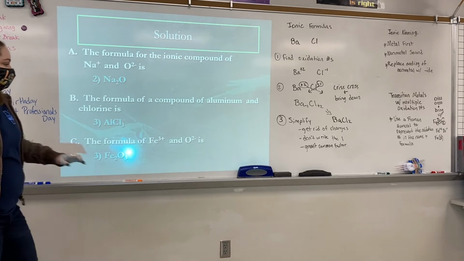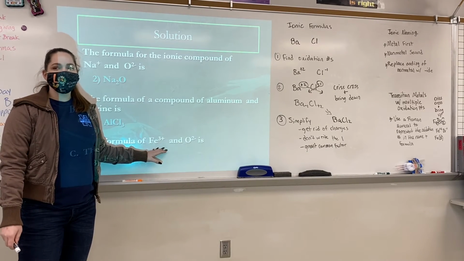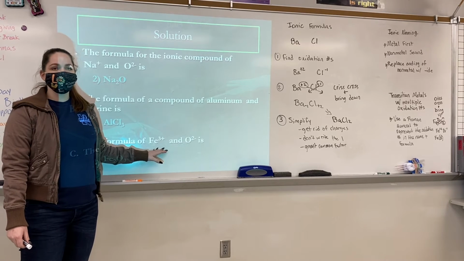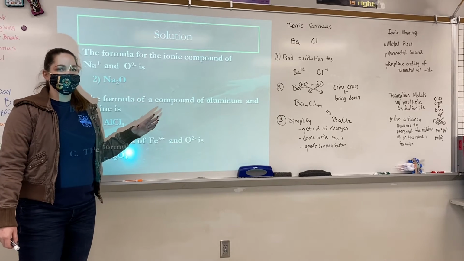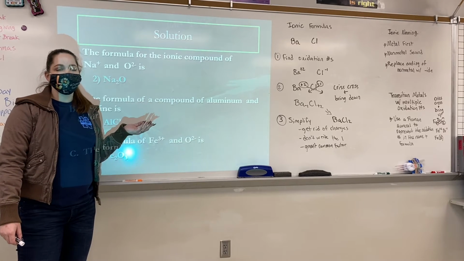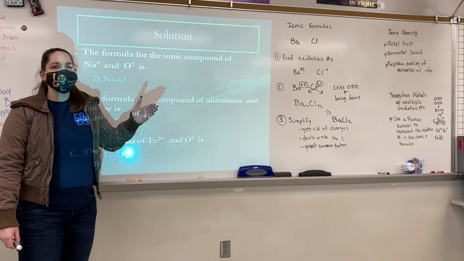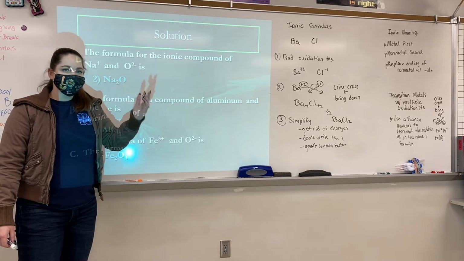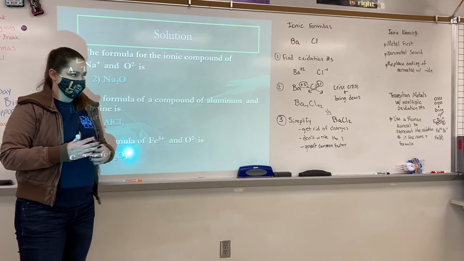So again, you find your oxidation numbers. Guys, listen. You find your oxidation numbers. You crisscross, you bring them down. You do not write the number 1. You do not write your charges. And then you simplify. If you have similar numbers, so you have 2 and 2, that can simplify. 3 and 3, simplify. 2 and 4 can simplify. Stuff like that. Okay?